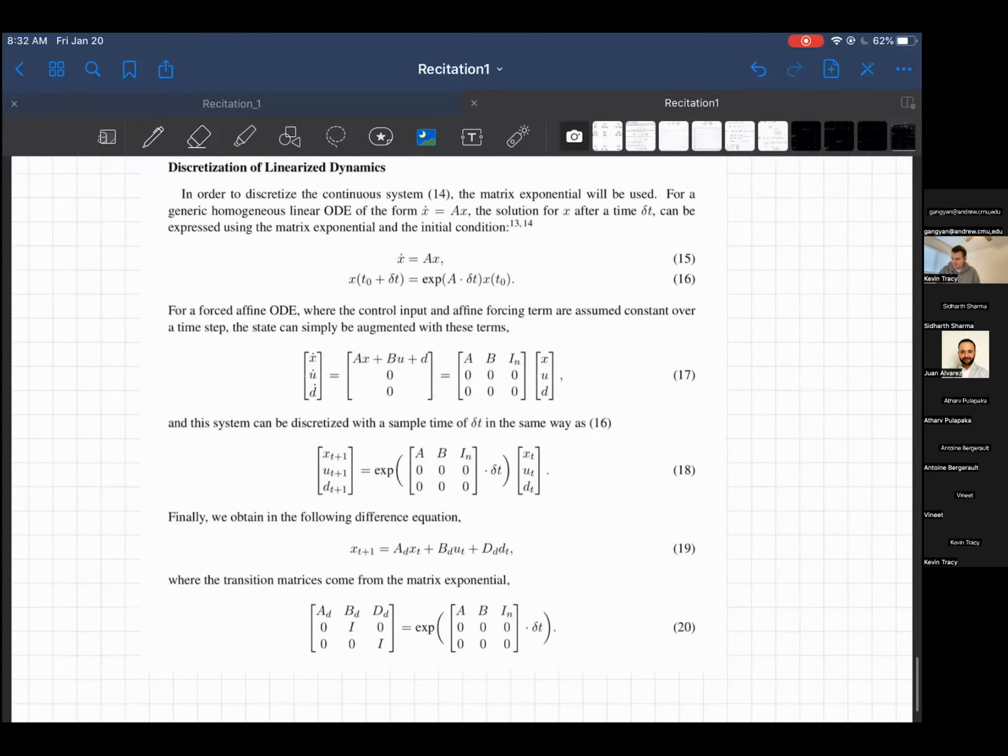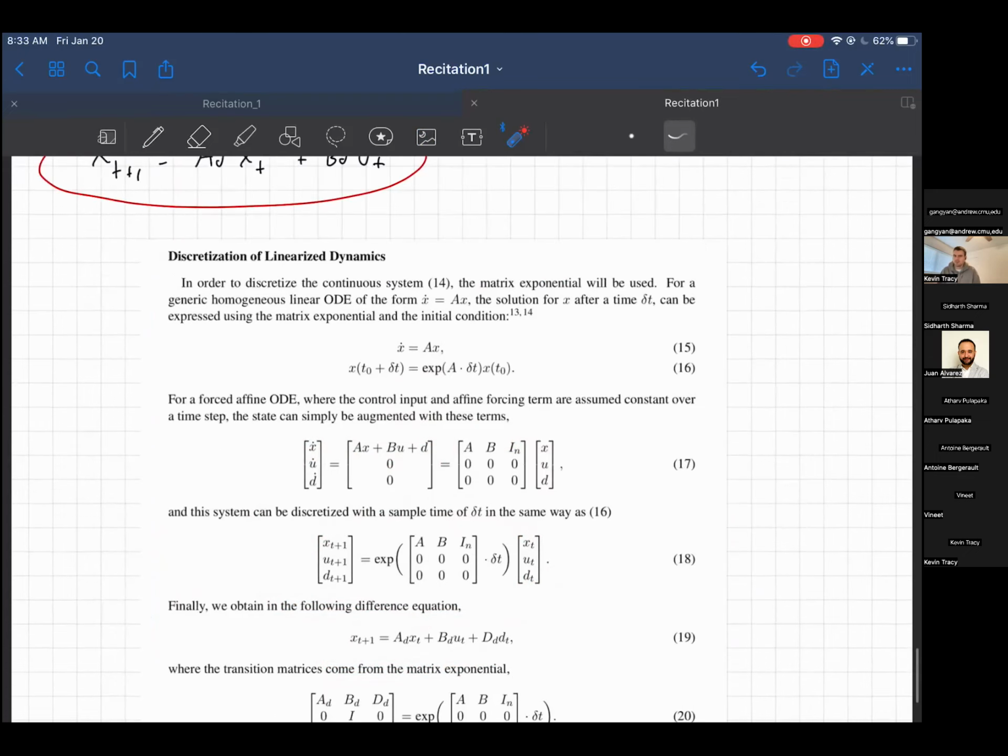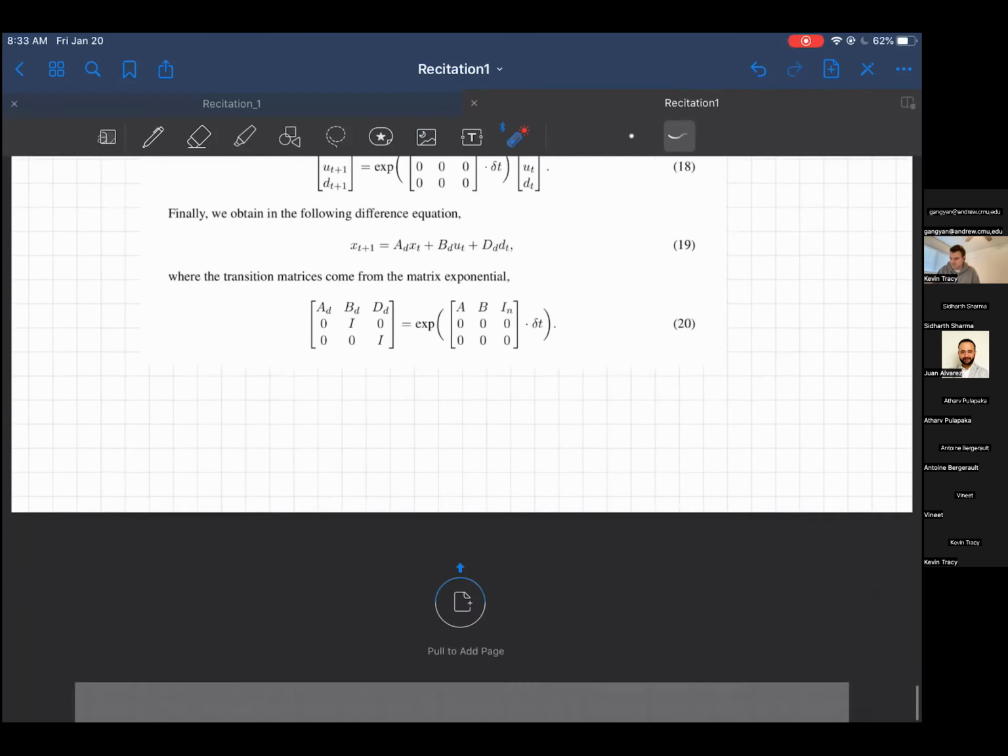But basically, it's saying that if I have a system where I have an affine term, so x dot equals ax plus bu plus d, I can just use the same trick that I just laid out. I can use a matrix exponential, but this time with the identity matrix right here. And what this tells me is that this lets me pull out all the discrete time matrices. So this is just some extra reading if you guys are interested.